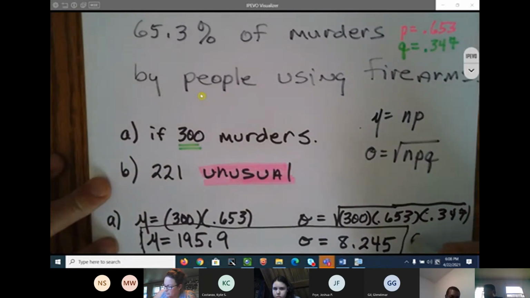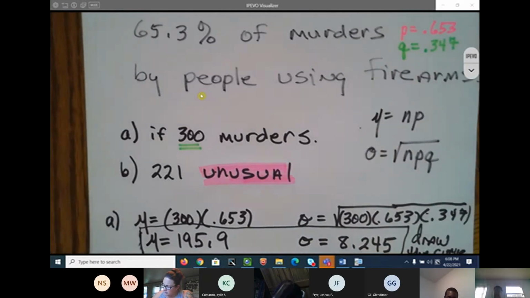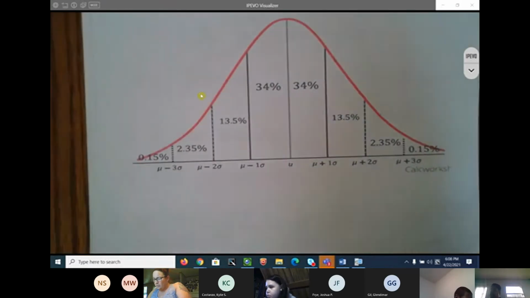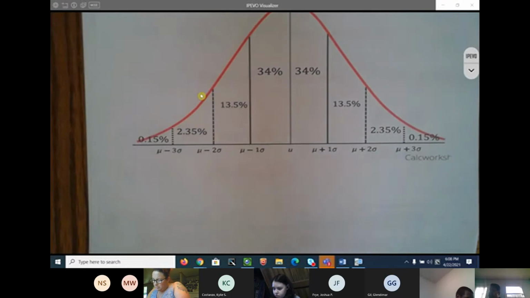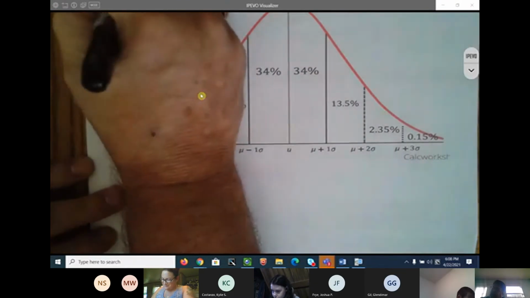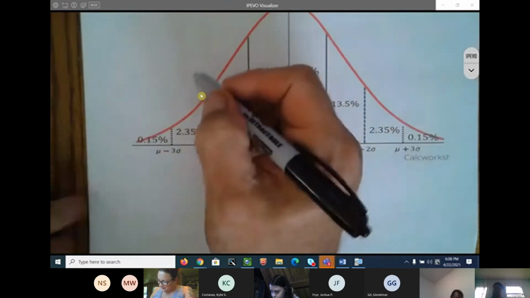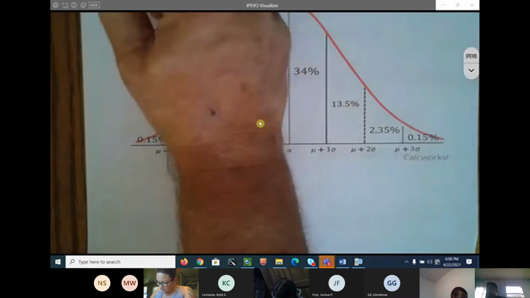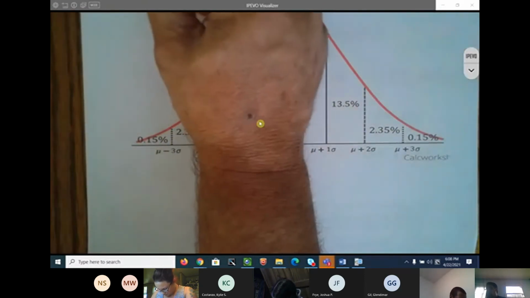That means draw the what? Draw the curve. Good Lord. So I'm going to draw our curve so we can answer B. I know why I can't remember how to do it, because it's a long problem. B says, is 221 unusual?